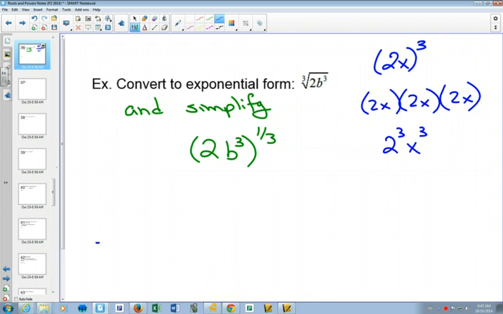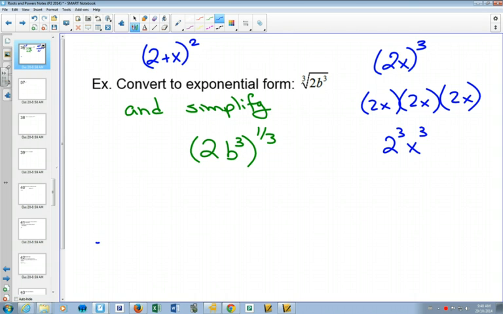The reason it's important to always go back to the definition to make sure you understand is because sometimes you guys make mistakes and use this rule on the right for something like this. What's the difference between 2x to a power and 2 plus x to a power? Are they exactly the same? One's multiplying inside, one's adding inside.